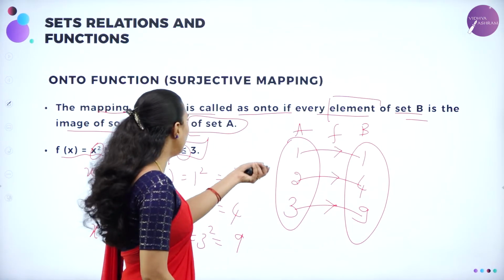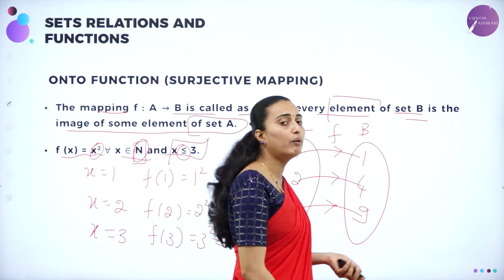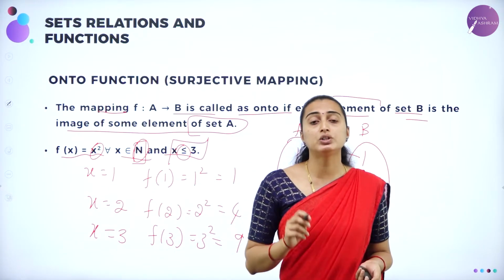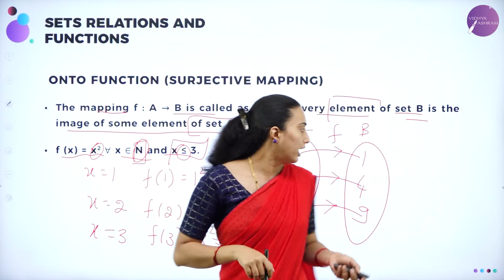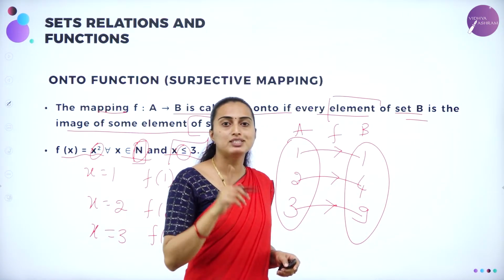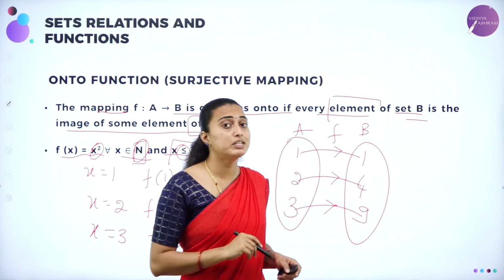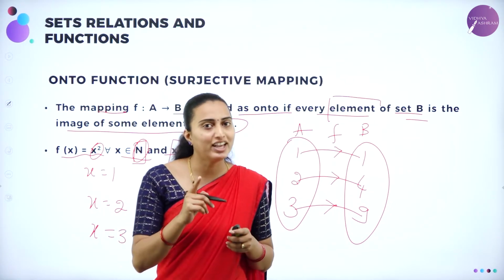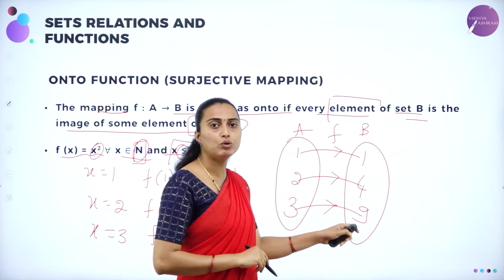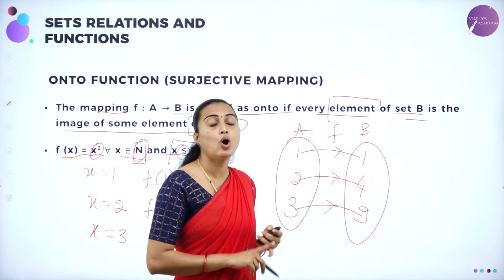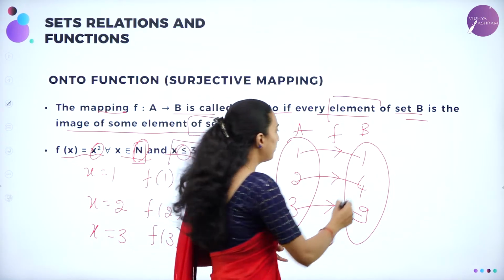Understood? See, I already told you this is known as the domain set, and the right hand side set is known as the codomain set. Connected elements are known as what? Range. Yes, you are right. So whenever the codomain set is equal to the range, it is known as the onto function. That you have to remember.